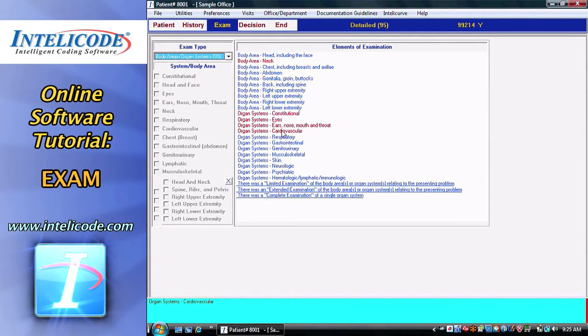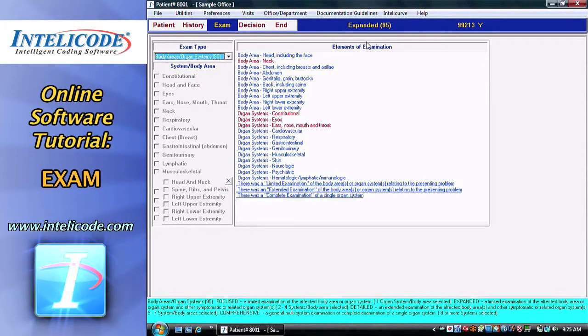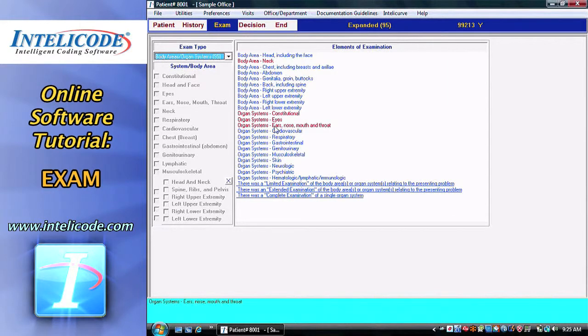Notice that when we clicked our 5th body area organ system, it changed from expanded problem focused to detailed. Now remember, to the 1995 guidelines, it says 2 to 7 body areas or organ systems examined is either expanded problem focused or detailed, depending on the judgment of the auditor. And this is where you make that judgment call.